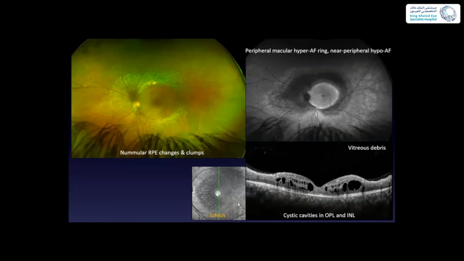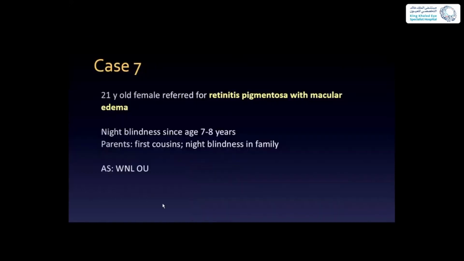But on the en face image, you can see this pockmarked appearance, suggesting that this is primarily schisis rather than edema. So is this RP, and is this macular edema? Let's look at the second case. This is a 21-year-old female referred for retinitis pigmentosa with macular edema.